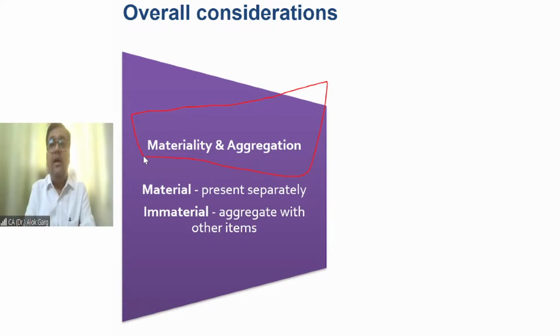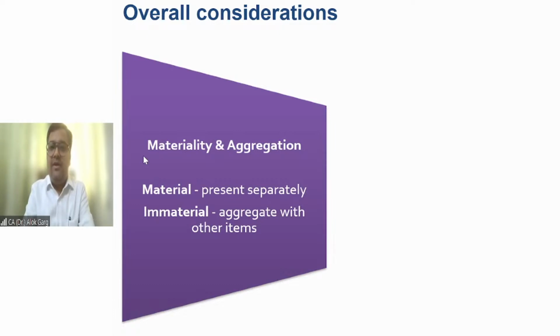For example, other current assets, other non-current assets. What does it mean? It includes so many small items. Other expenses. So these are the immaterial items which have been aggregated and shown as a separate category, others. But if I talk about your revenue, your finance cost, these are the material items. So these have to be presented separately. Understood? This is the concept of materiality and aggregation. Right?